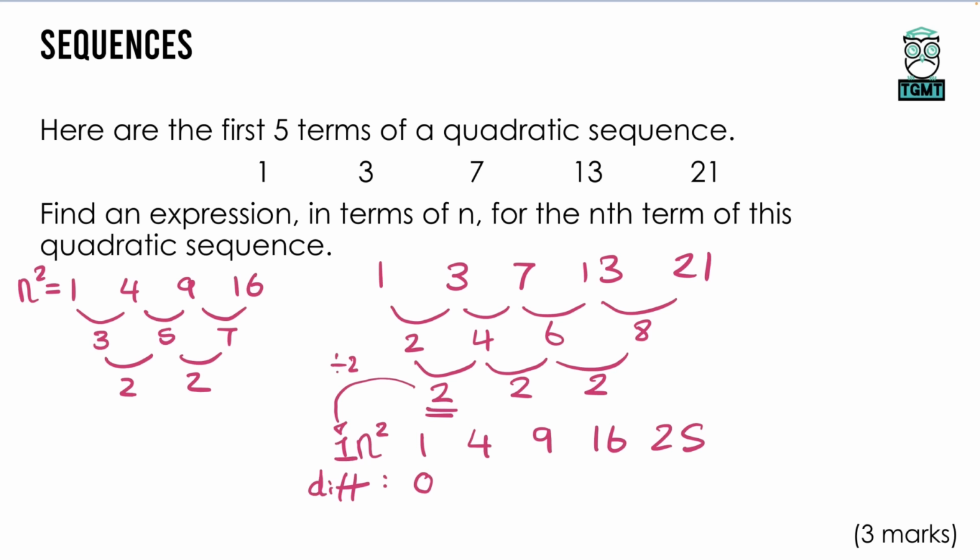To get from 4 to 3, that's a difference of minus 1. I have to be careful when I say difference here, because normally a difference is always a positive value, but here we're just looking at how we get from the sequence back to our original. So from 9 to 7, we take away 2, from 16 to 13, we take away 3, and from 25 to 21, we take away 4.